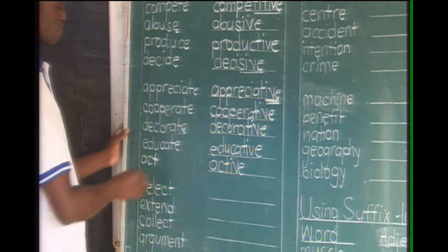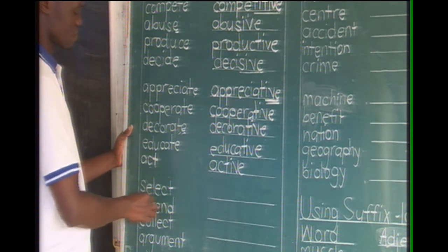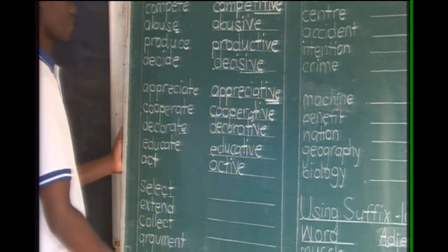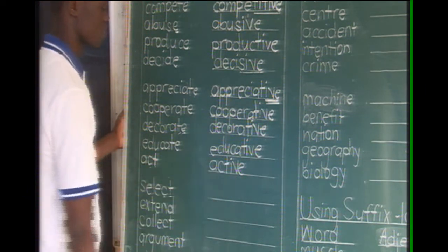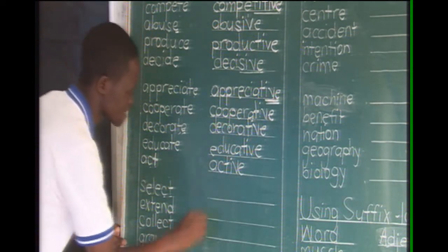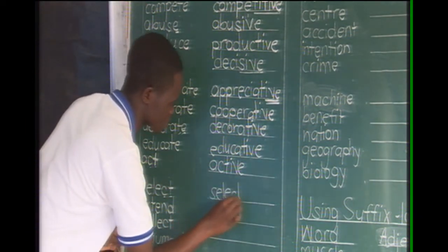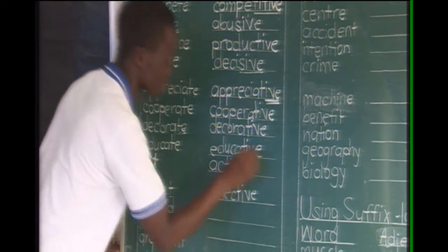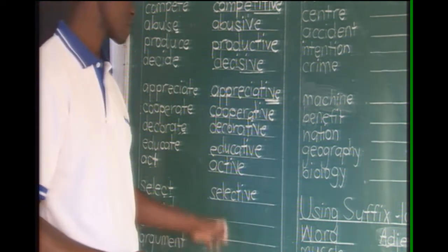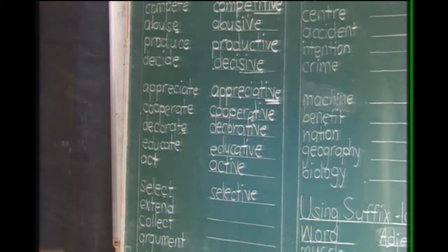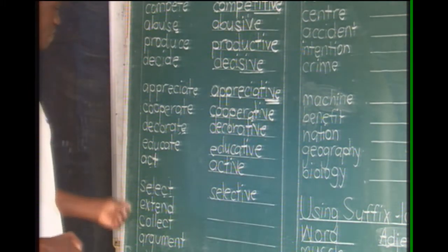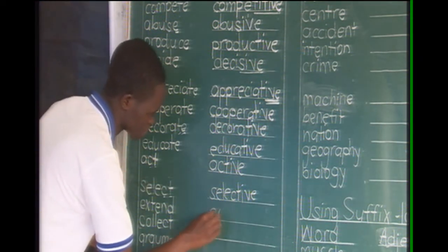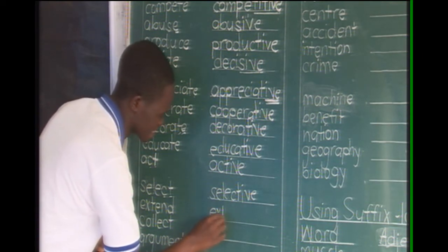Select. When you see this, same trend, don't overthink. You simply use the same trick you have used in active, apply it here. Select. Then add IVE, our suffix. So the word becomes selective. The next word is extend. From extend, we have the adjective as extensive.